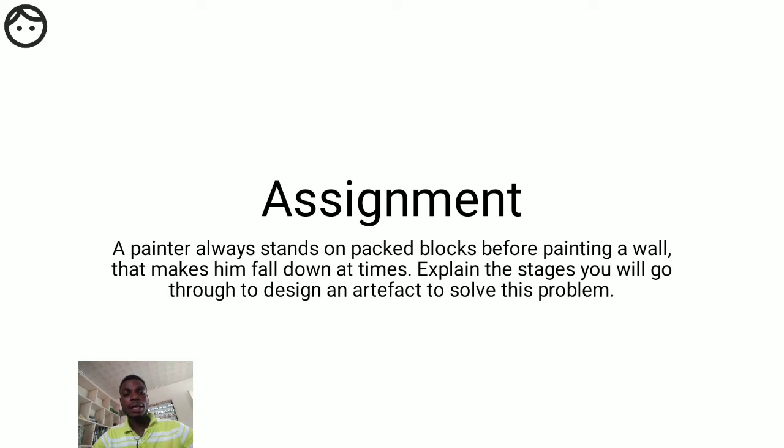The question is, a painter always stands on park blocks before painting a wall. That makes him fall down at times. Explain the stages you go through to design an artifact to solve this problem.